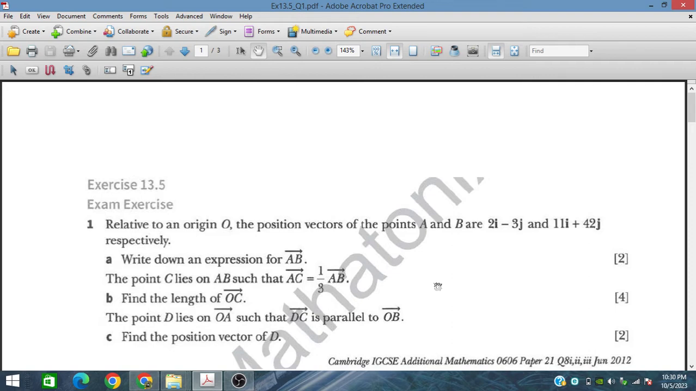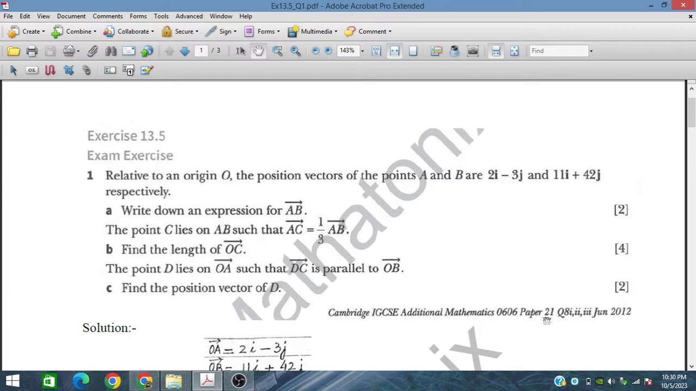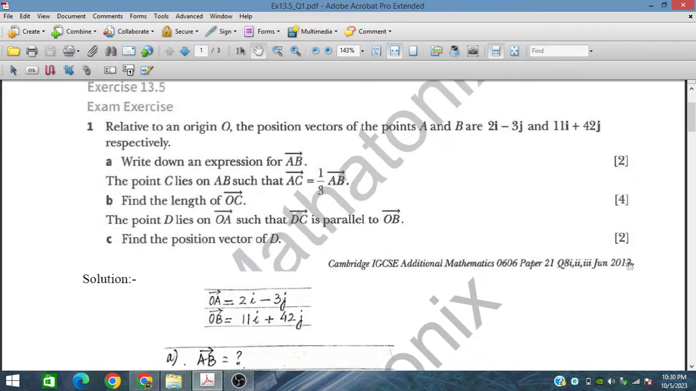Bismillahirrahmanirrahim. In this session, we will discuss exercise 13.5. That is an exam exercise from the topic of vectors from the additional mathematics course. This book is written by Sue Pemberton and is very important for the O-level additional mathematics course. And this question number 1 appeared in the June 2012 exam of the additional mathematics course, Cambridge IGCSE.